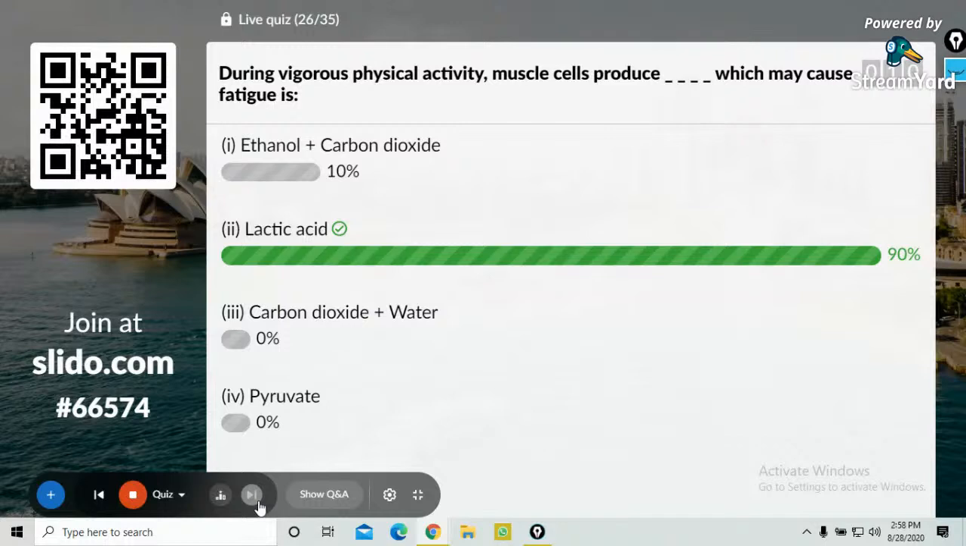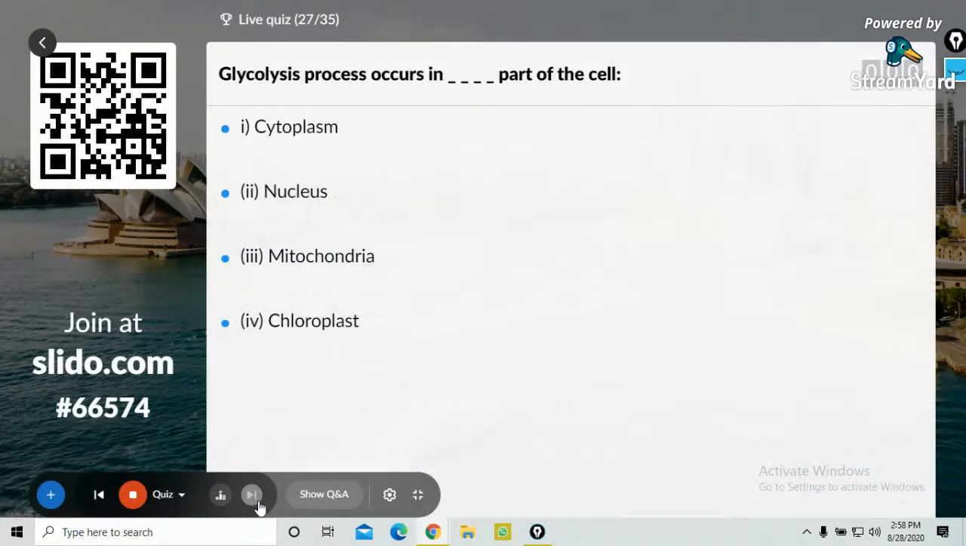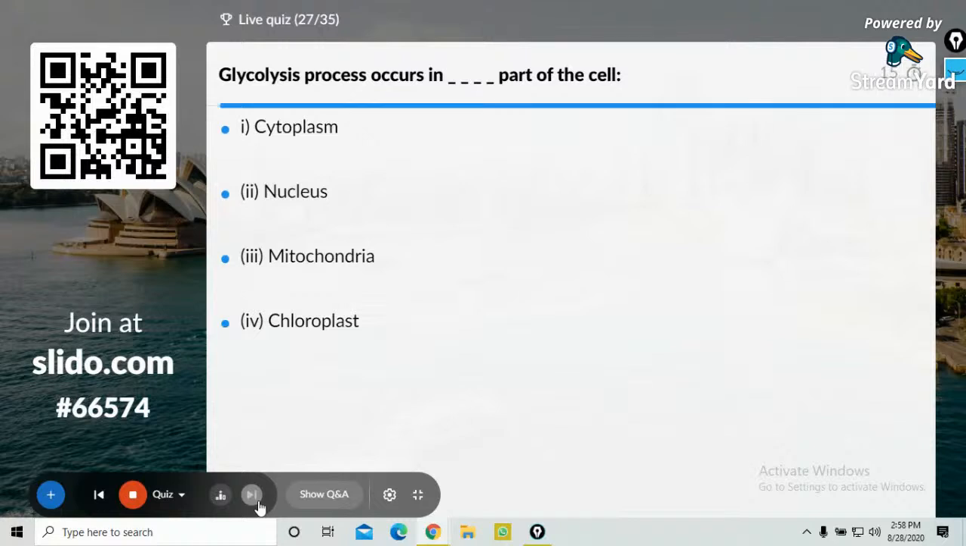Next question on the screen. Glycolysis occurs in dash part of the leaf or dash part of a cell.